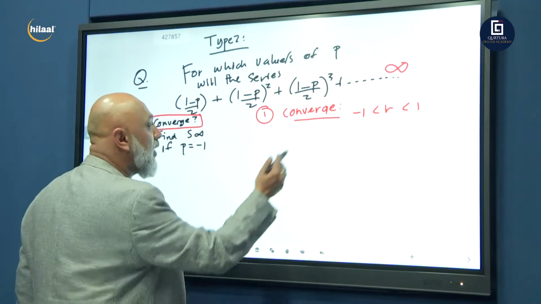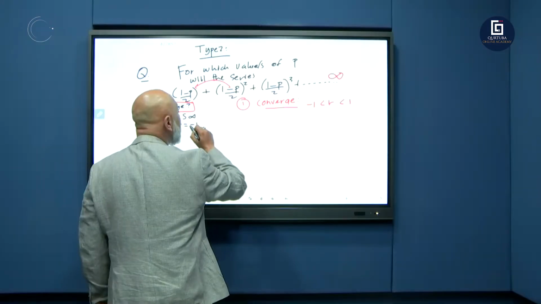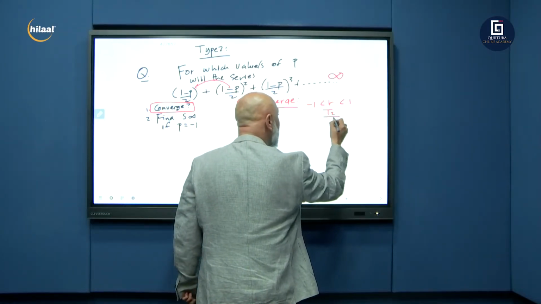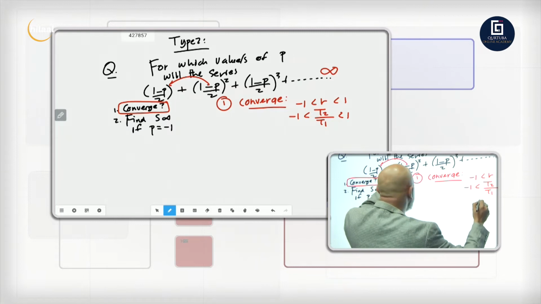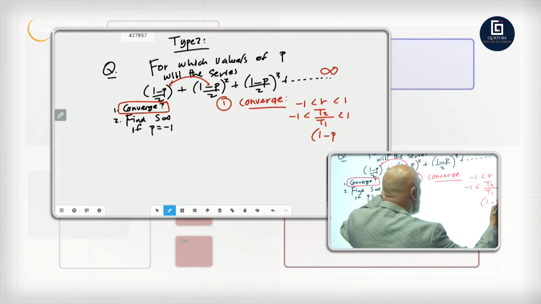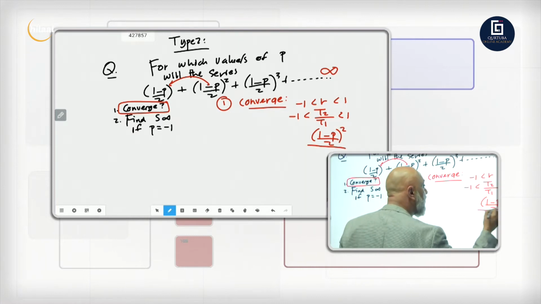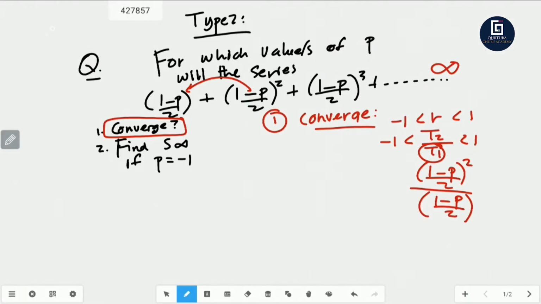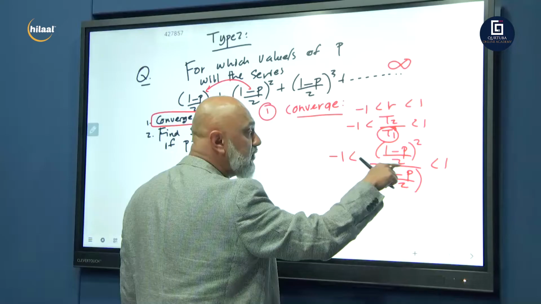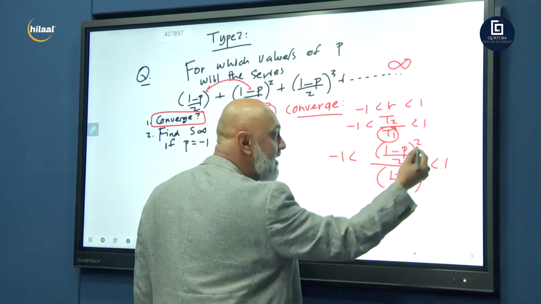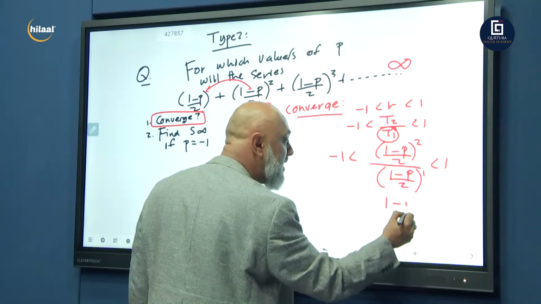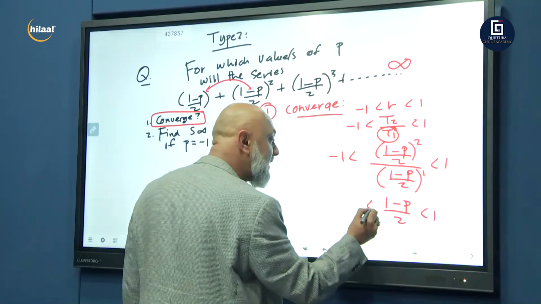So let's calculate R. What is R? Isn't R term 2 divided by term 1? R is term 2 divided by term 1, which must be less than 1 but greater than minus 1. What is term 2? Term 2 is (1 minus P over 2) all squared, over term 1, which is 1 minus P over 2. Less than 1, greater than minus 1. So now what do we do, guys? Remember, (1 minus P over 2) all squared divided by (1 minus P over 2) to the power 1. 2 minus 1, what am I left with? I'm left with 1 minus P over 2, less than 1, greater than minus 1.